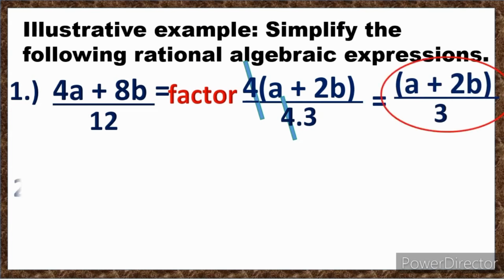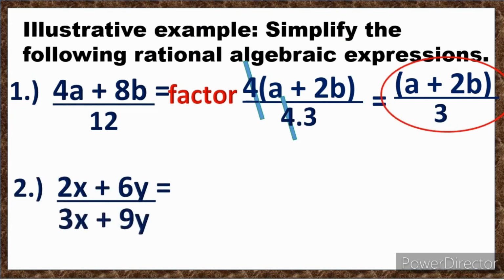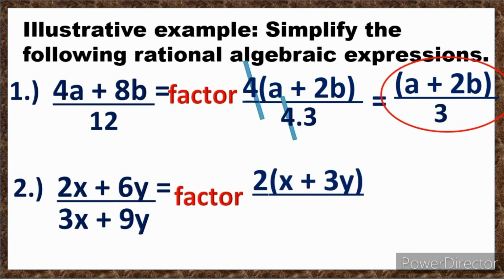Next, let's have another example, number 2: 2x plus 6y over 3x plus 9y. Again, we're going to factor both numerator and denominator, using the greatest common monomial factor. The common factor of 2 and 6 is 2, so we factor out 2. 2x divided by 2 is x, and 6y divided by 2 is 3y.